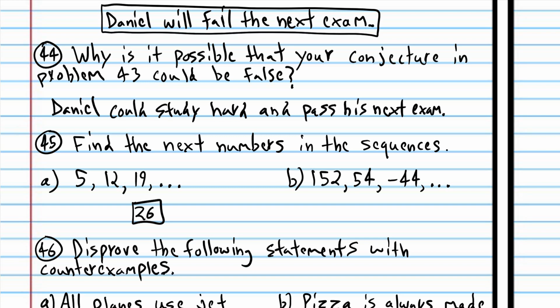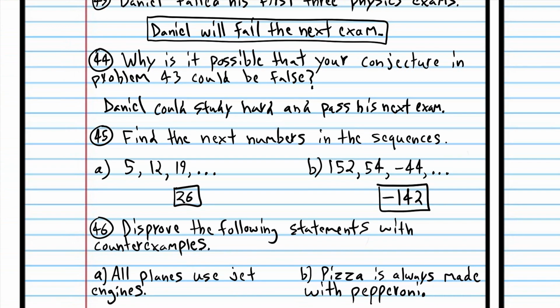All right, we're back. So it looks like you're subtracting 98 every time. So if we take negative 44 and we subtract 98, we'll get negative 142. So that one, if you get your calculator out on that one, that's okay.